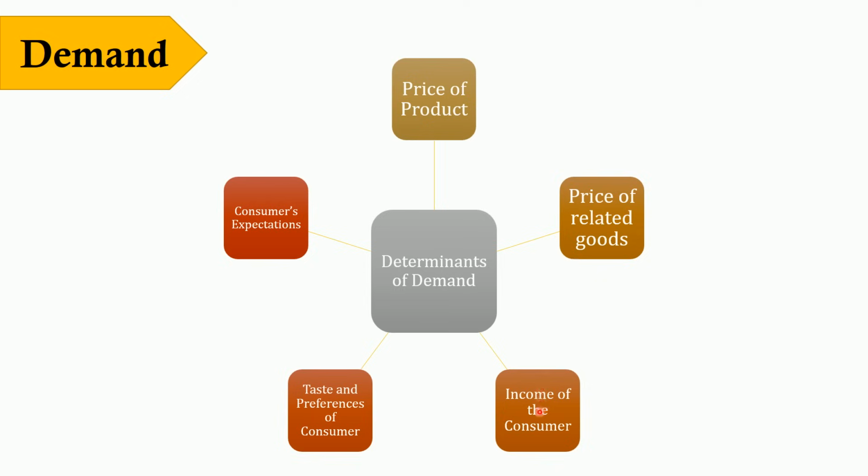Next is income of the consumer. The higher the income of the consumer, the higher will be the spending power of the consumer, and so does the quantity demanded of a particular good. Taste and preferences of consumer. Consumers' taste and preferences change with market trends, which affects the demand for the commodity.